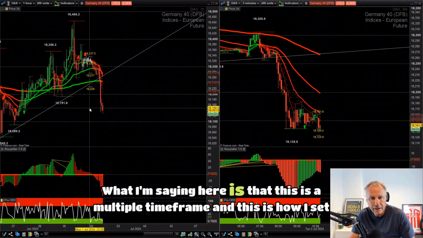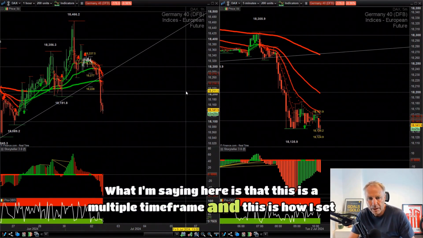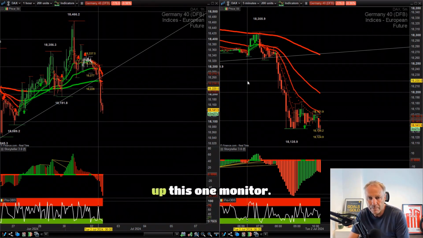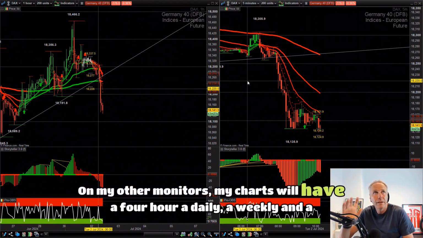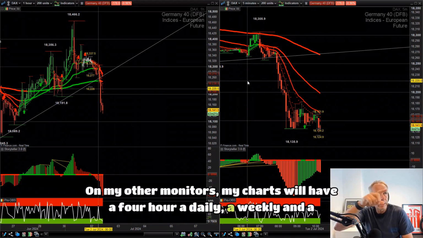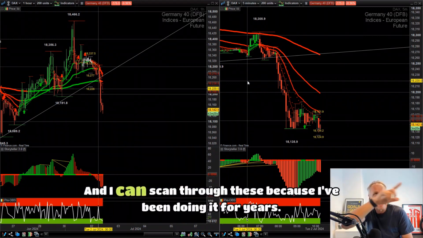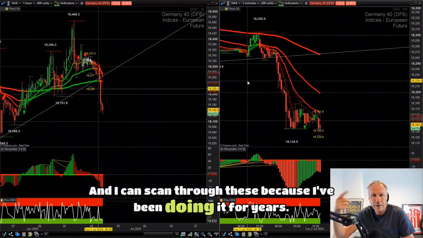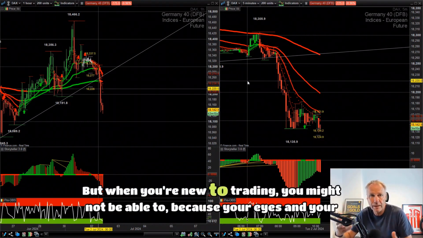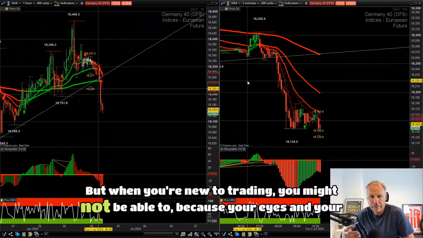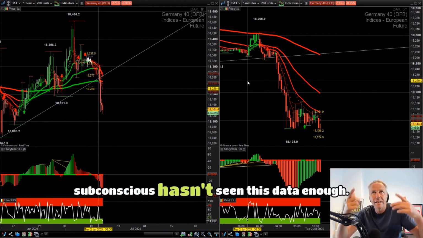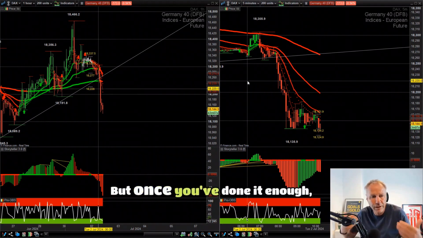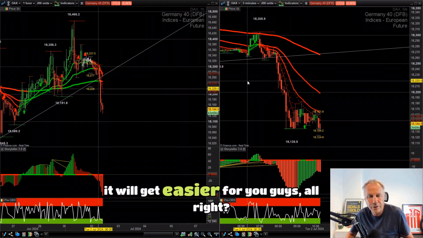What I'm saying here is that this is a multiple time frame, and this is how I set up this one monitor. On my other monitors, my charts will have a 4 hour, a daily, a weekly and a monthly, and I can scan through these because I've been doing it for years. But when you're new to trading, you might not be able to, because your eyes and your subconscious haven't seen this data enough. But once you've done it enough, it will get easier for you guys.